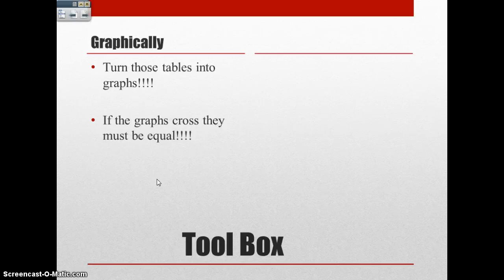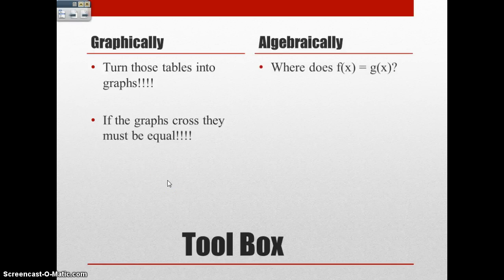So we've looked at it graphically. What else can we do? What else is in our toolbox that allows us to compare two functions? What other skills do we have? Well, we can do it algebraically. Algebraically, just using variables and numbers, writing it out, we can compare these two functions. How? Well, ask yourself, where does f of x equal g of x?